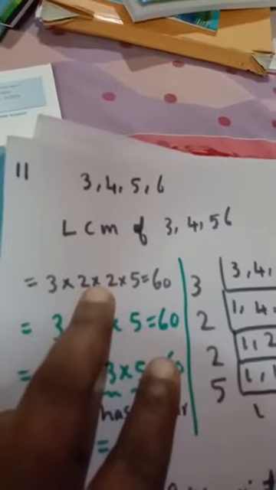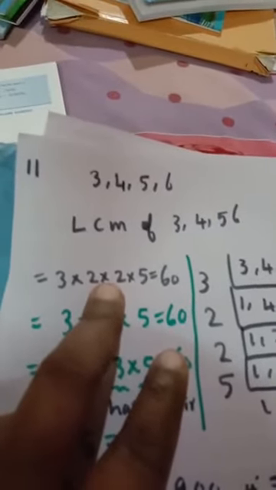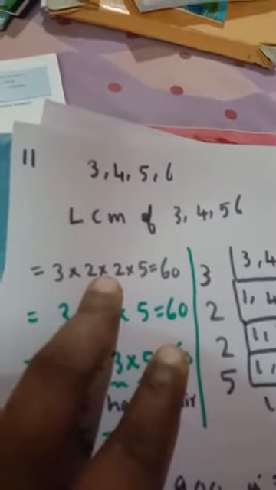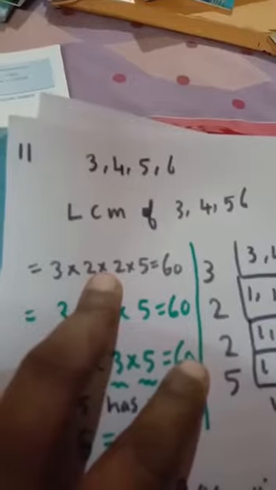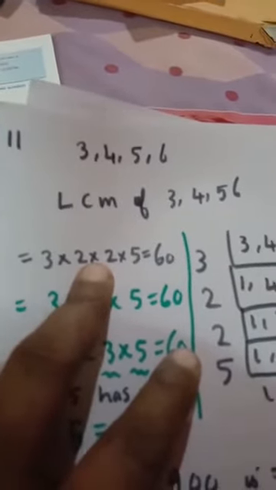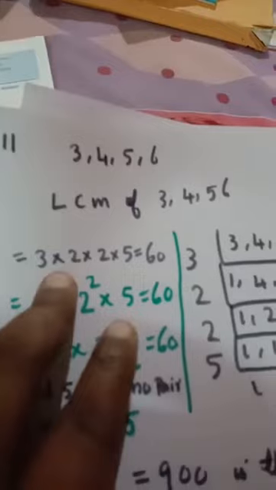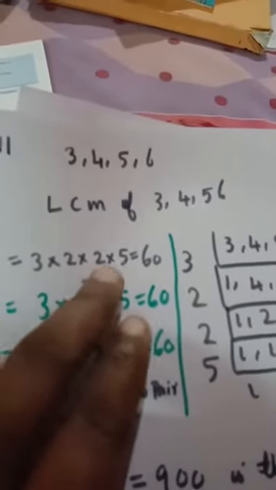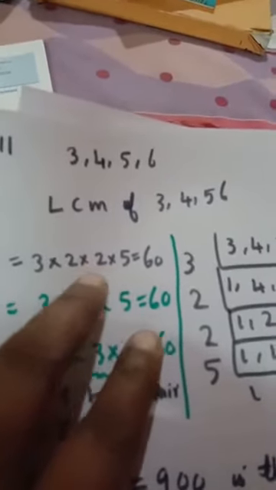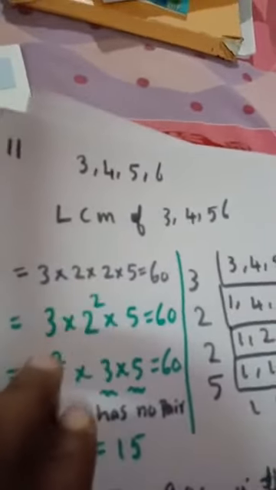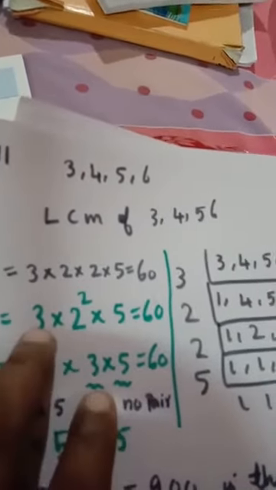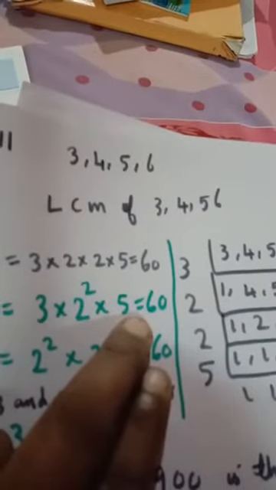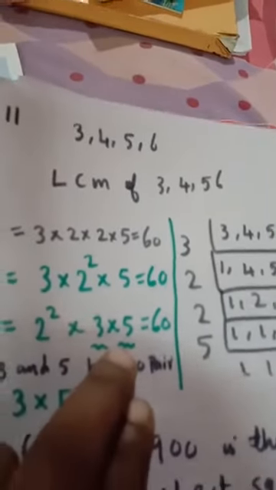But 60, we know that 60 is not a perfect square. 60 is the smallest number that is divisible by 3, 4, 5 and 6. But we want to find the perfect square number. Now pair the numbers. Here 3 into 2 into 2 into 5. These 2 2s make a pair. That is 3 into 2 square into 5 equal to 60. And here 3 and 5 have no pair.